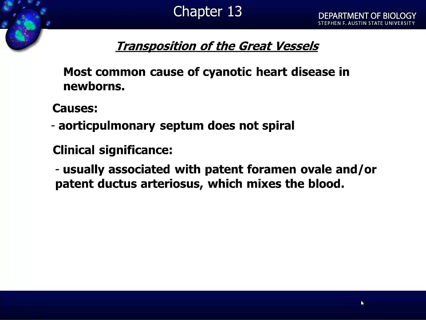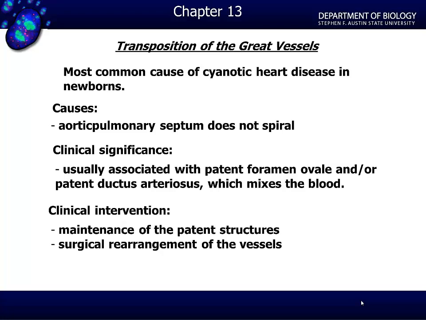And so what we're going to have here, and those live births because of this, and the ones that survive, they're also going to be associated with a patent foramen ovale, a patent ductus arteriosus, or both, because when you look at someone that has transposition of the great vessels, you've got two closed circulations.